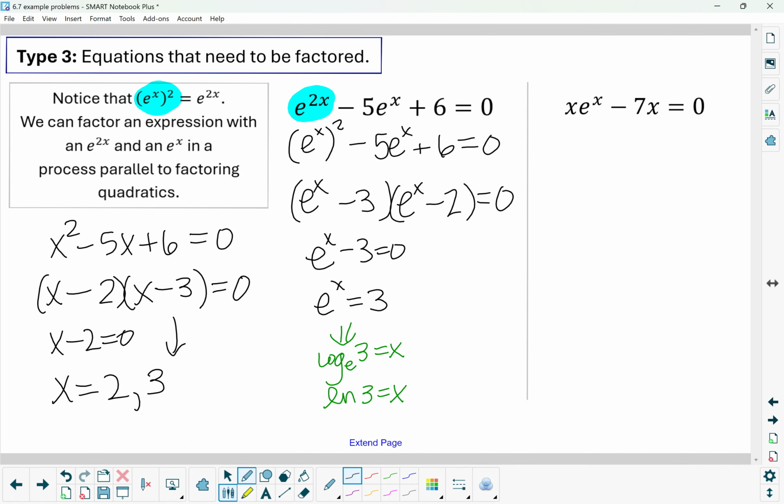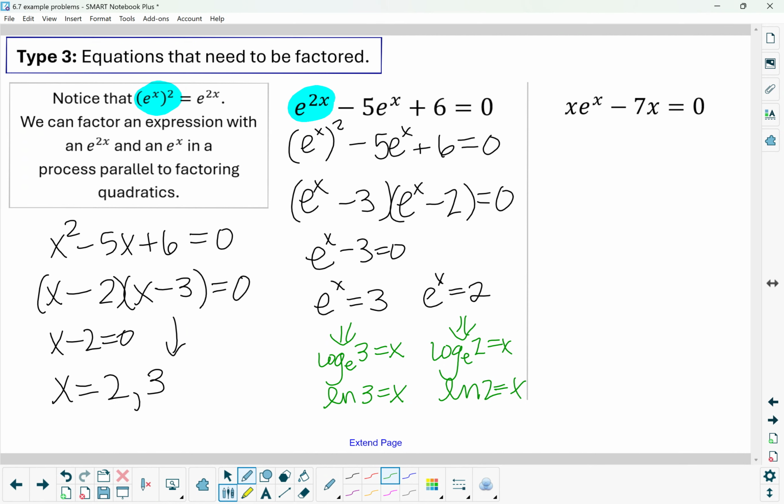Our second factor would lead us to the conclusion that e to the x equals 2. And again, if we convert that, and we're just using zero product property here, we get natural log of 2 is equal to x. So our two answers are the natural log of 3 and the natural log of 2. And you could get the decimal of those in your calculator.